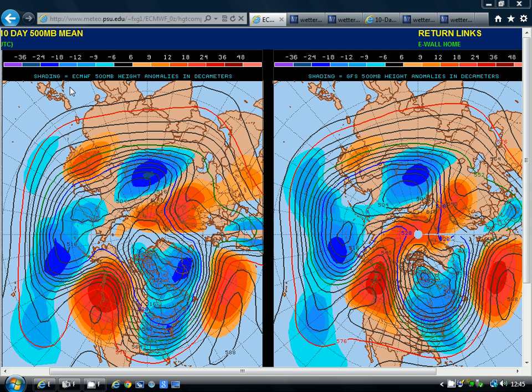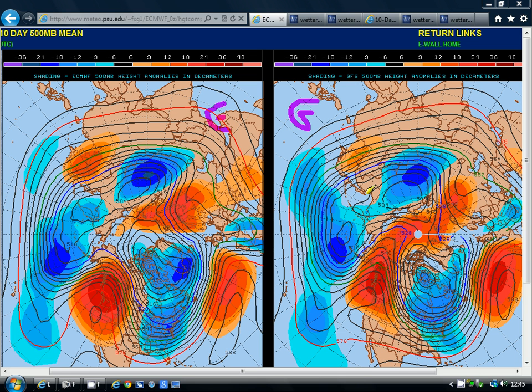So we're going to start off with the 500 millibar height anomaly flow charts for the next 8 to 10 days. We've got the ECMWF on the left. The GFS is on the right. 500 millibars is an area in the atmosphere, 18,000 feet, where weather is taking place. High pressure, low pressure are developing and being moved around by the jet stream running above, and essentially that is what weather is, the movement of air by the jet stream.